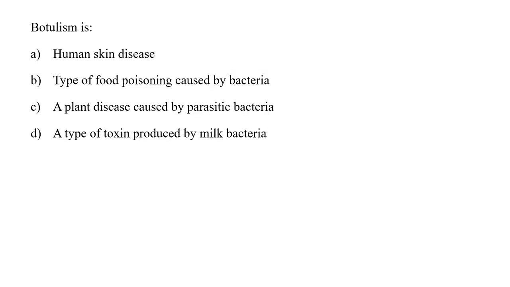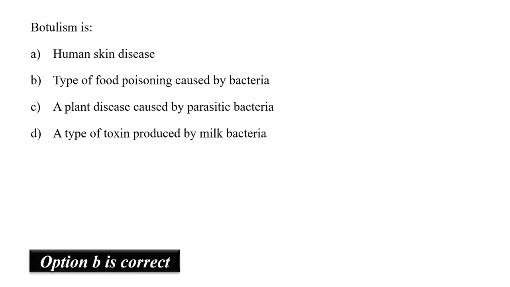Botulism is a human skin disease, a type of food poisoning caused by bacteria, a plant disease caused by parasitic bacteria, or a type of toxin produced by milk bacteria. Botulism is a type of food poisoning caused by Clostridium botulinum. It produces a nerve toxin which causes respiratory or muscular paralysis. So option B is the correct answer.